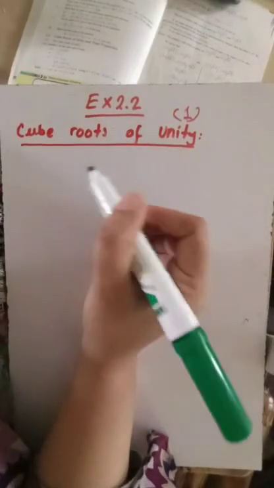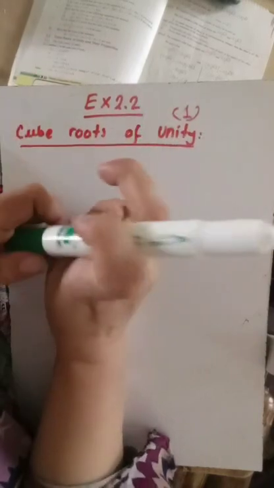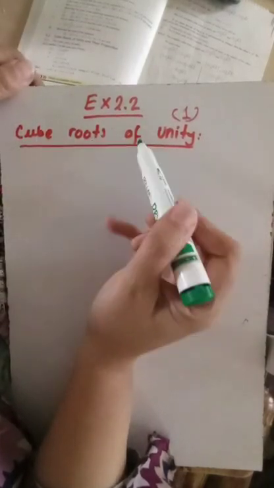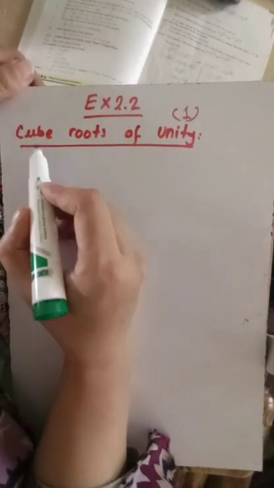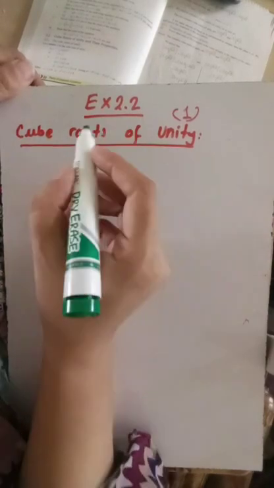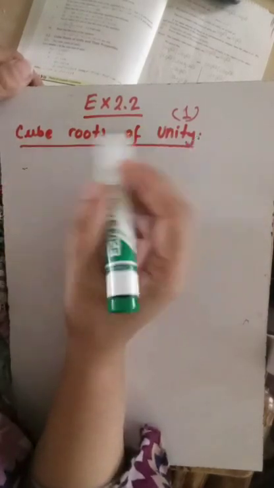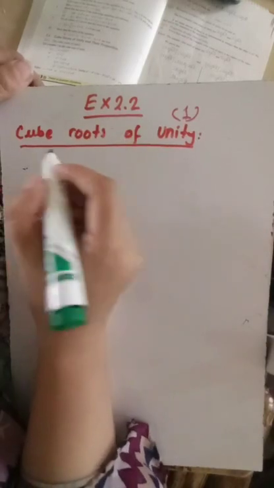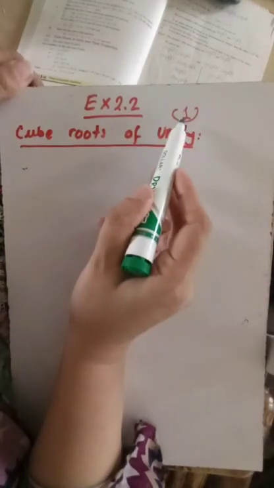Bismillahirrahmanirrahim. In today's lecture we are going to learn how to find the cube roots of unity. Now what are the cube roots? By cube roots of 1 we mean the numbers whose cube gives you 1.